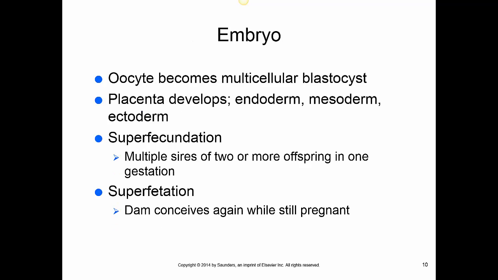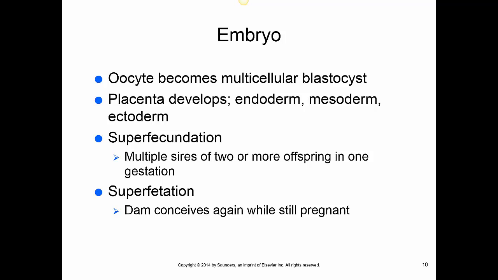When we look at the embryo, once the oocyte becomes fertilized, it becomes a multicellular blastocyst, also called a zygote, and it develops the placenta.